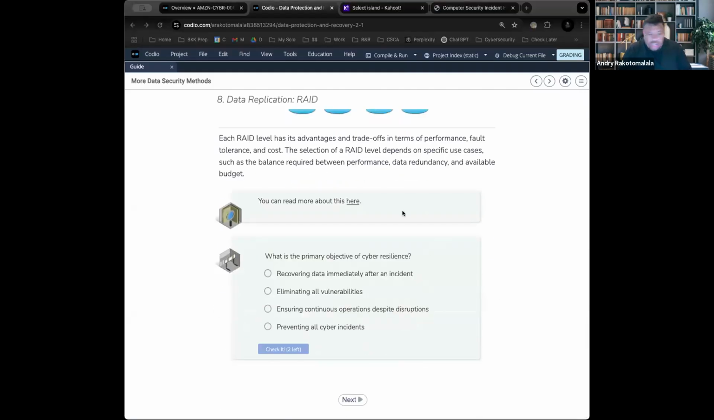All right, quiz thread, A, B, C, or D. What is the primary objective of cyber resilience? A, B, C, or D? All right, the answers we're getting: everyone is saying C, continuous operations despite disruptions. That is correct. Well done, everyone. So if anyone asks you, what did you learn today? We learned about cybersecurity resilience. It's meant to make sure that the operations of a business continue to function, even if there is an incident, and how quickly we can bounce back. Great job, everyone.